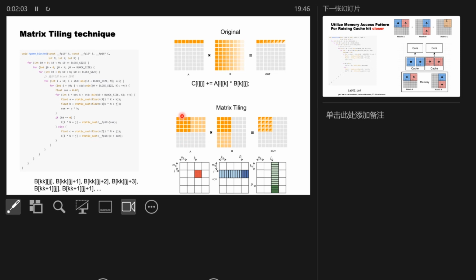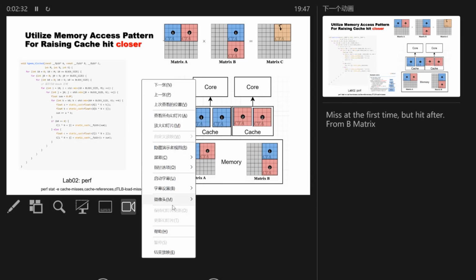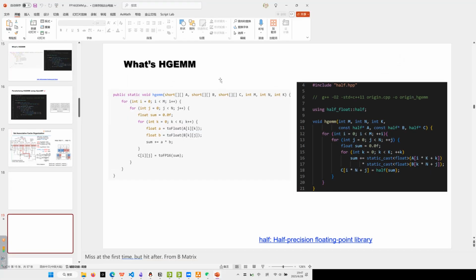But one solution is matrix tiling. That is, we only fetch part of the matrix first, then calculate the result, store it, and then calculate the others. This technique is good since you reduce most of the cache misses and try to fit everything inside the higher level cache. So utilizing the memory access pattern will raise the cache hits. Here I will do the second experiment using perf.